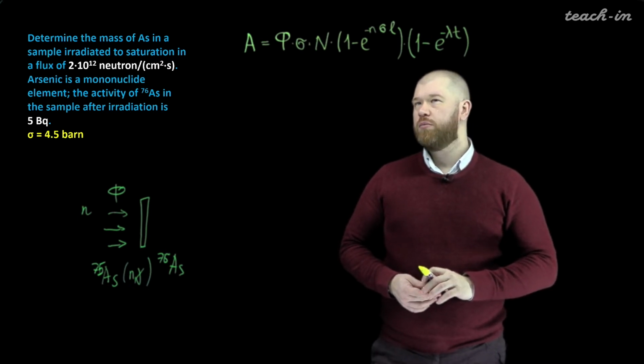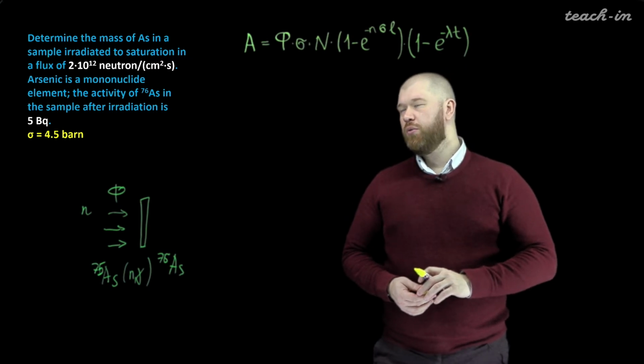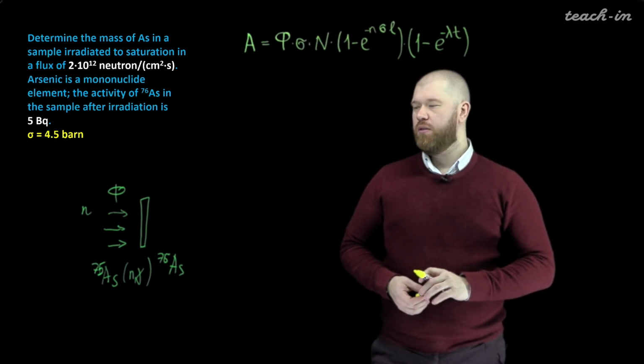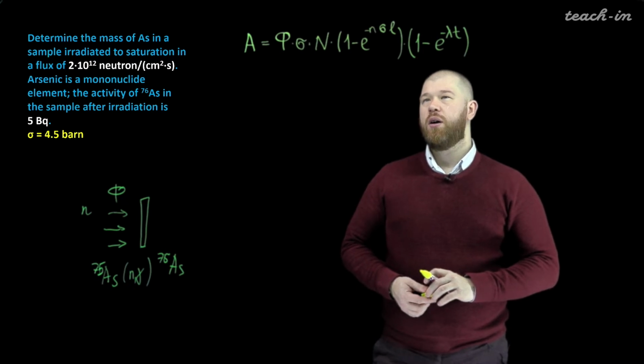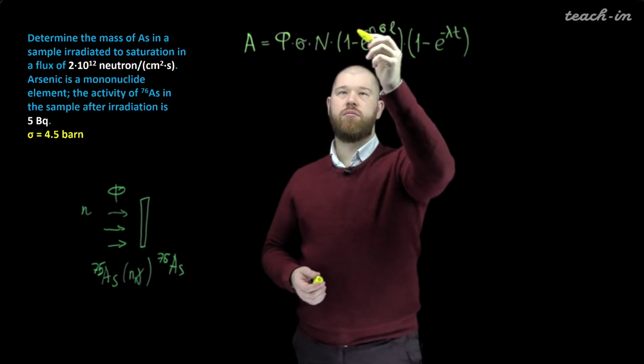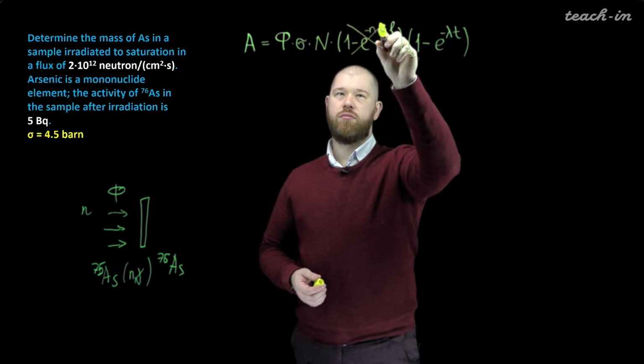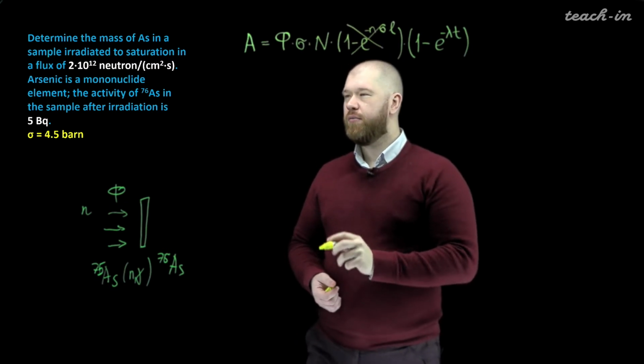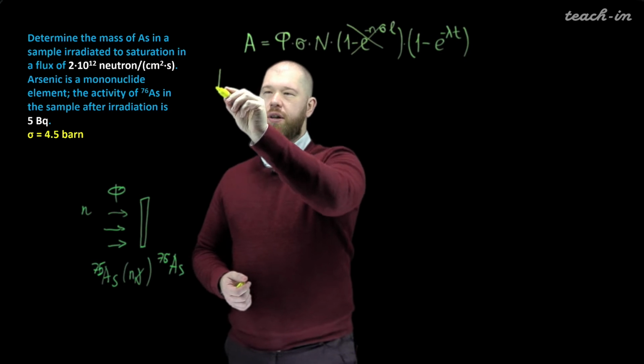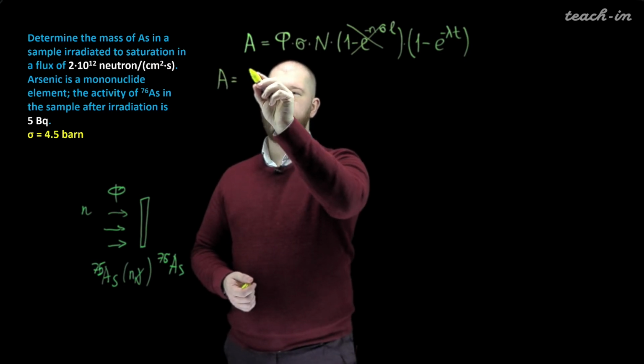Very often, when we use a very thin target, we can forget about this multiplier, and then the activity will have an even simpler form.